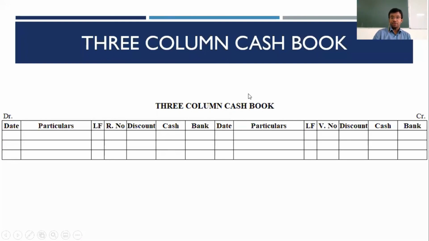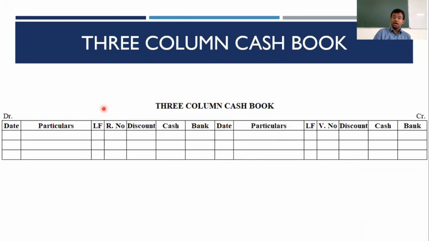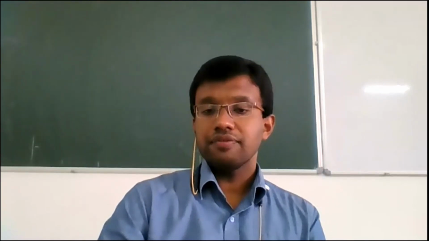Now let's discuss the format of 3-column cash book. 3-column cash book is very similar to that of 2-column as well as single column. The only difference here is that you have one additional column which is for bank. So on both debit as well as credit side, you have one additional column, and that column corresponds to bank. Remember, here you will have all the 3 accounts. You have discount, which is nominal in nature. You have cash, which is real in nature. Bank, which is personal in nature. So this is the format of 3-column cash book.